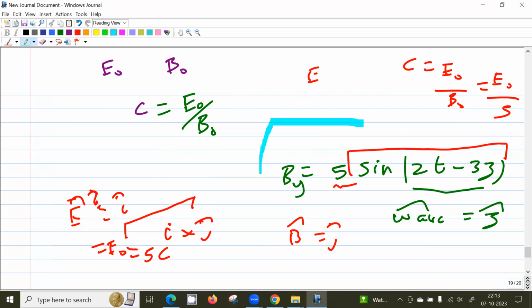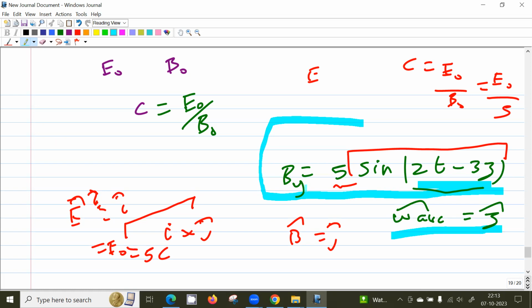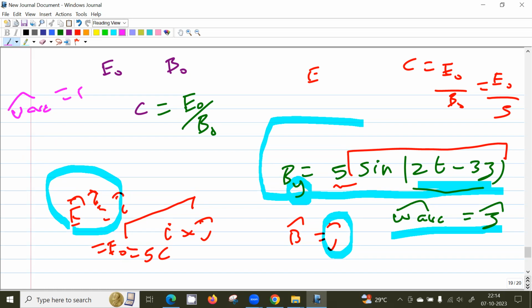Suppose I give By as this one. Looking at this combination of kz minus omega t, I can immediately conclude that the direction of propagation of the wave is Z direction. And since they are given as By, the magnetic field direction is Y. From there I conclude that the electric field direction should be i cap, because the direction of propagation of the wave is E cross B. Since the wave direction is Z cap and B direction is Y cap, E should be X cap, because X cross Y is Z cap.